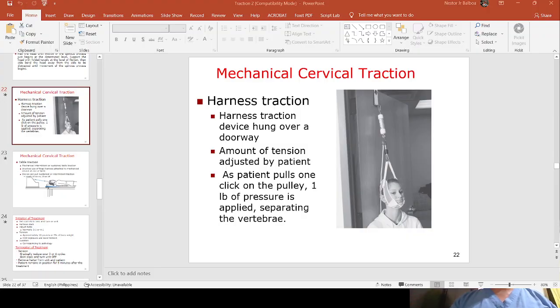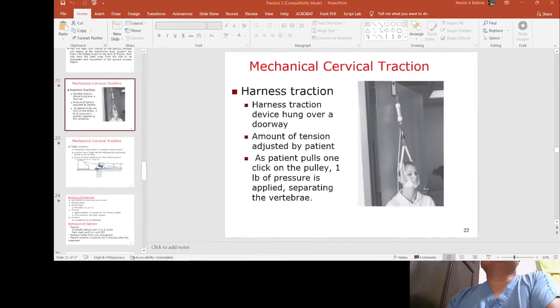Okay, so this is an example of mechanical traction, no? This is the harness.